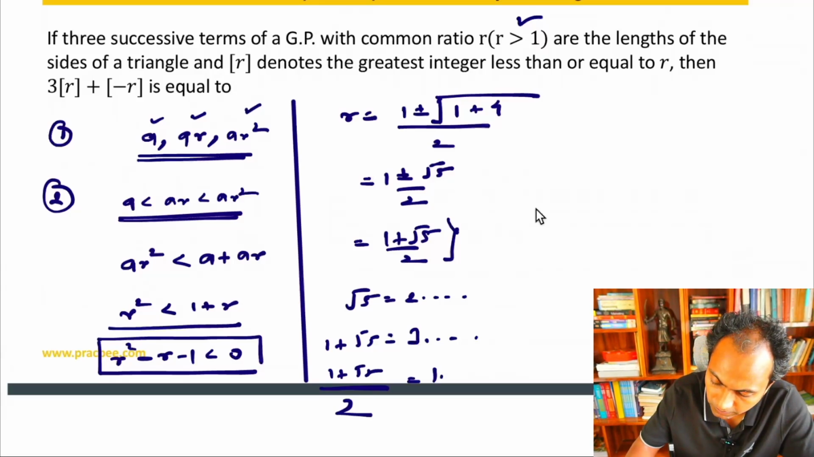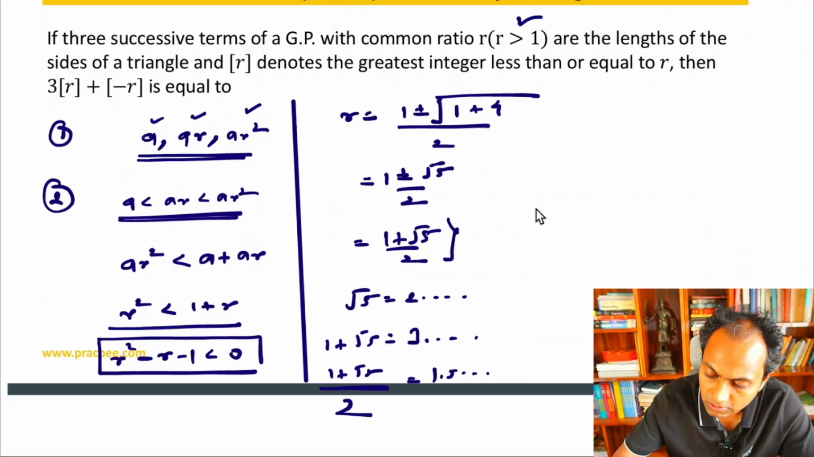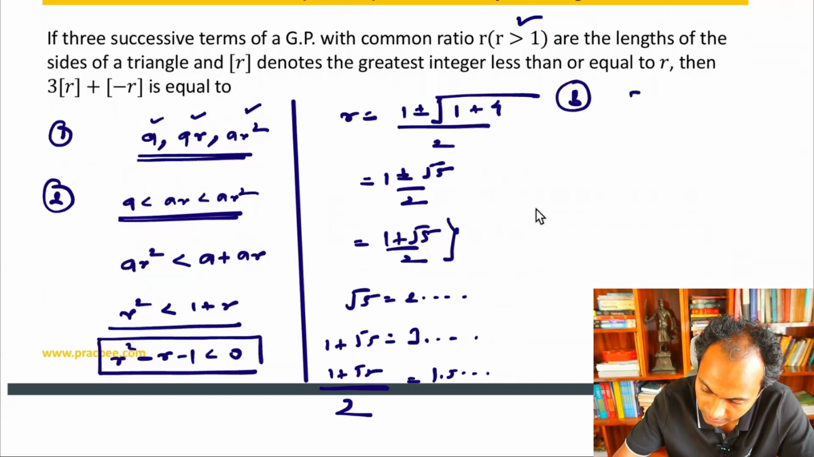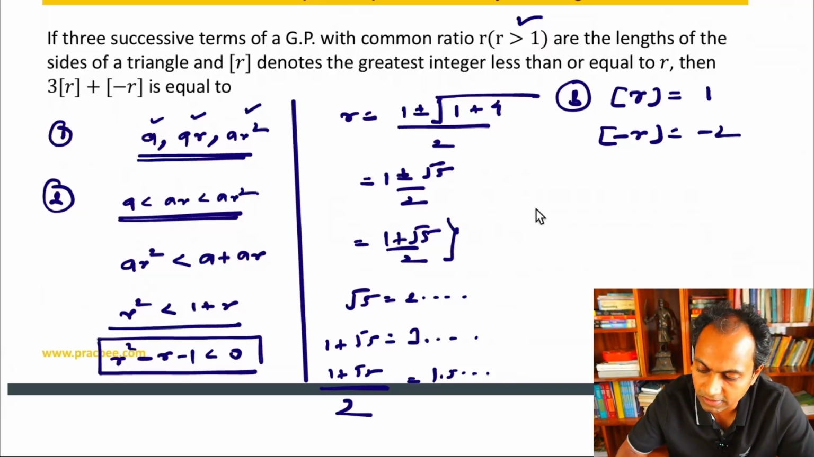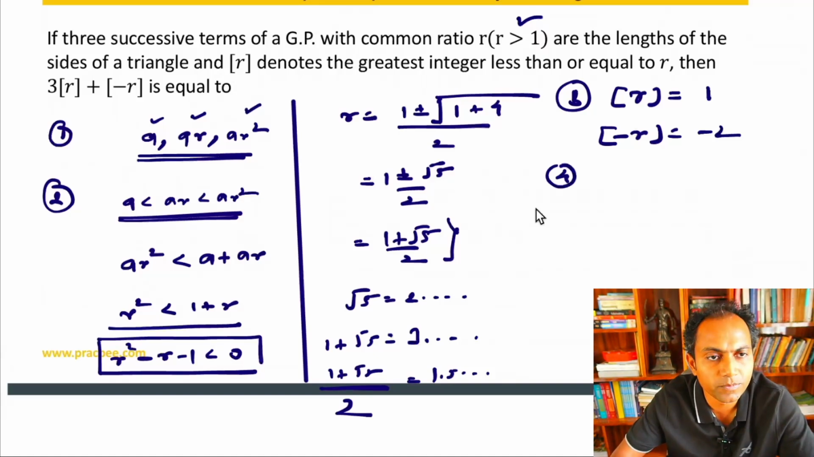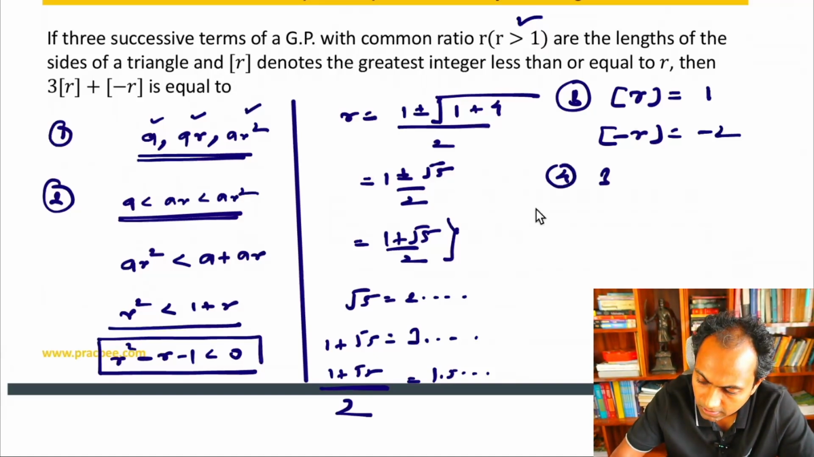become 1.5 something something. So in the third part, where we are applying the greatest integer function, if I take the greatest integer function of r, it will become nothing but 1. But for minus r, it will become nothing but minus 2. Now we have got both the values. Let us substitute in the expression that is given to us. Step number 4: if I put the values, you can see 3 into 1 minus 2. So the answer comes out to be 1.